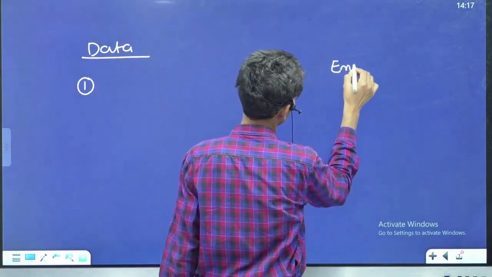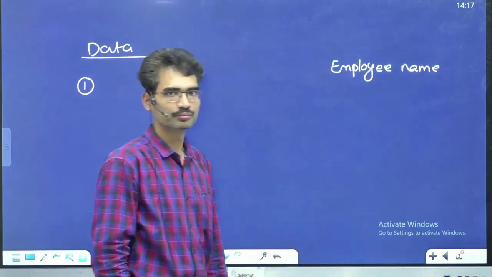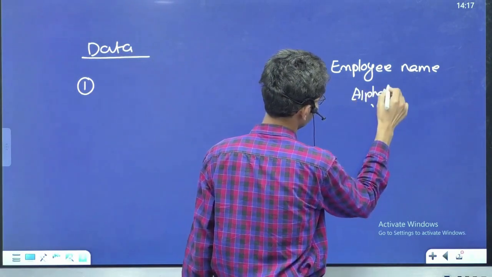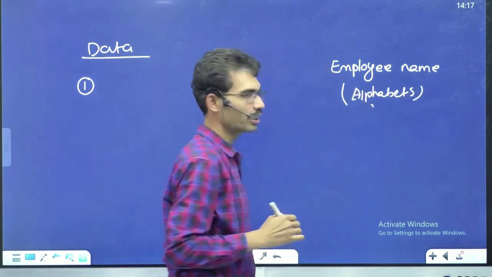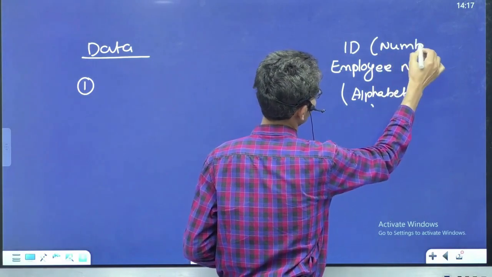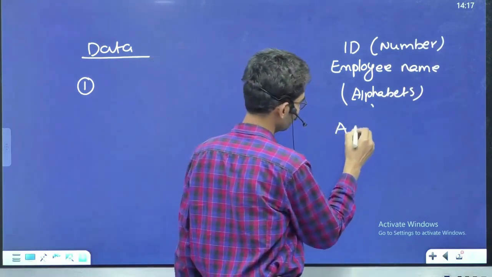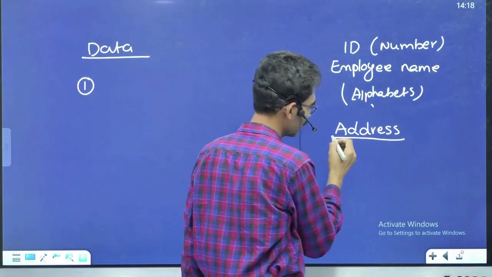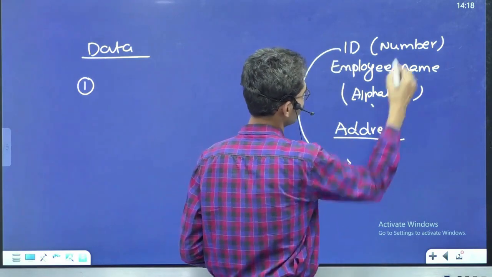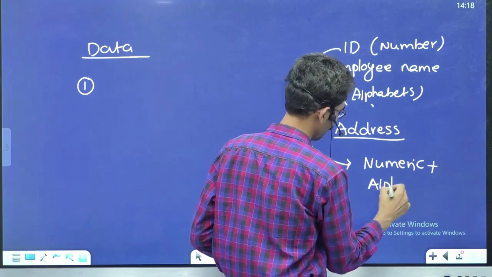You can take employee name. Name contains alphabets. Every employee may have an employee ID. This can be a number. Employees do have an address. This address is a combination of these numbers. This is called numeric plus alphabets.